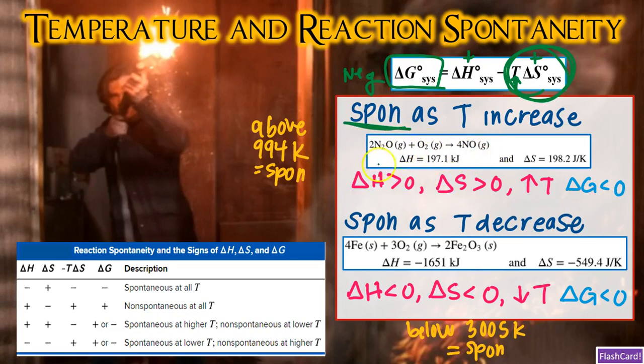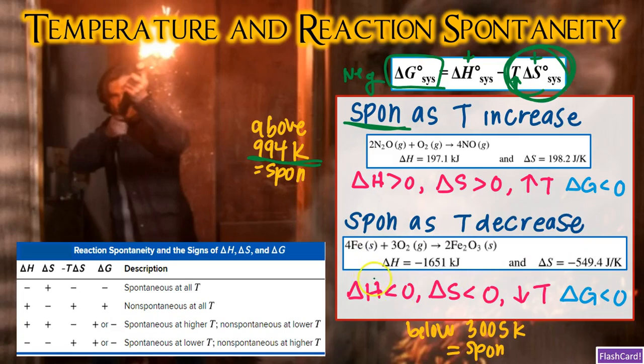An example will be N2O and oxygen forming NO. As you can see, we have a delta H value that's positive and a delta S value that's positive. Using these values, scientists find that this reaction will be spontaneous at any temperature above 994 Kelvin. Now, if you go below 994 Kelvin, then this process is non-spontaneous.